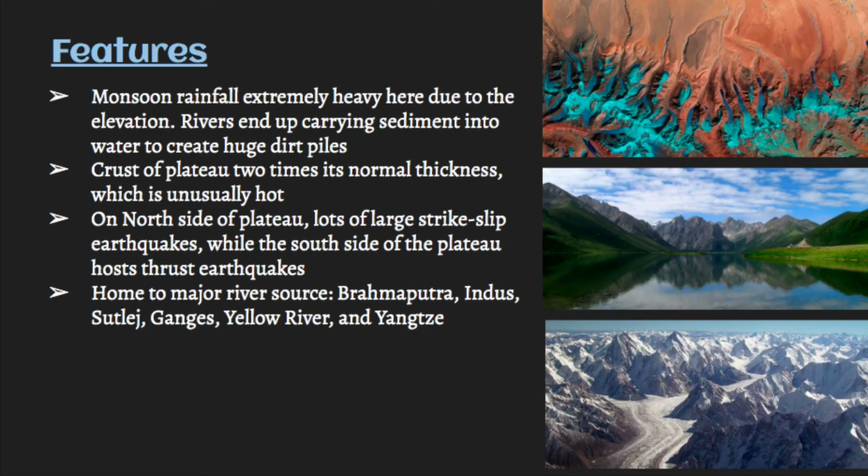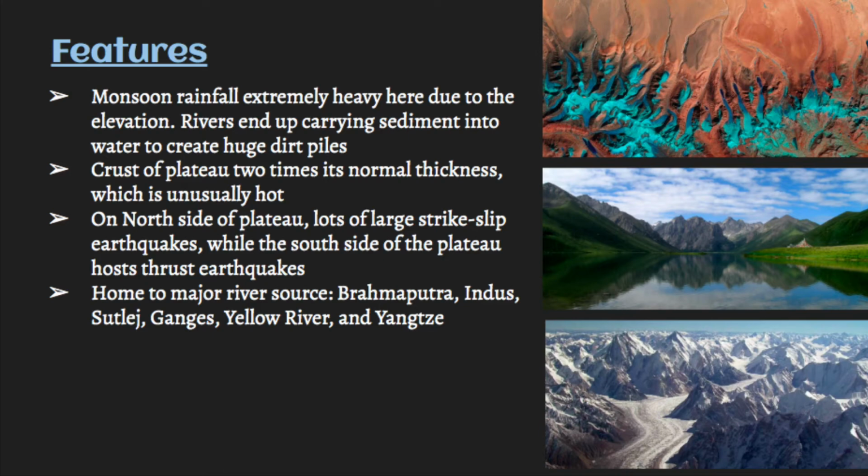Okay, let's talk about features. 46% of the world's population depends on the water from rivers originating in Tibet. The Brahmaputra, Indus, Sutlej, Ganges, Yellow River, and Yangtze, besides a number of smaller rivers as well. They also serve as an important electricity source.